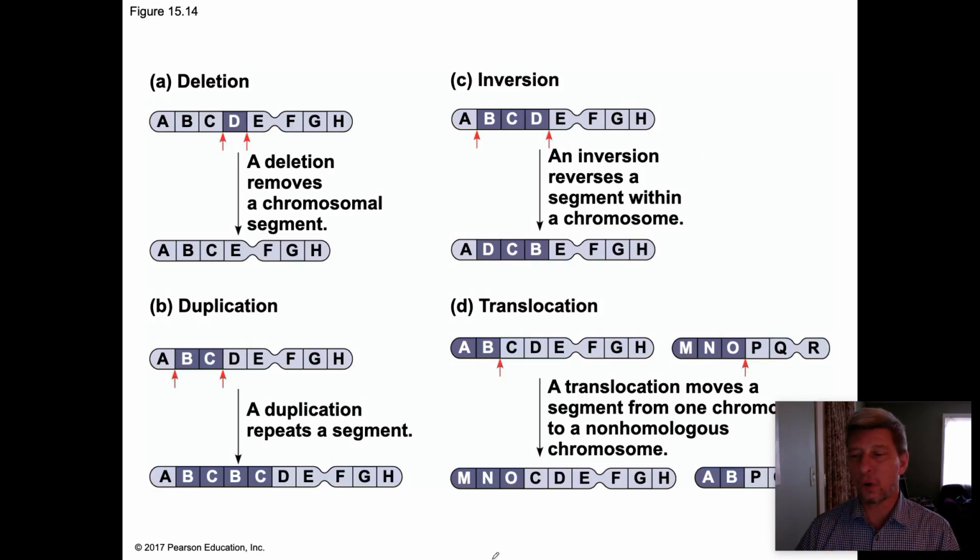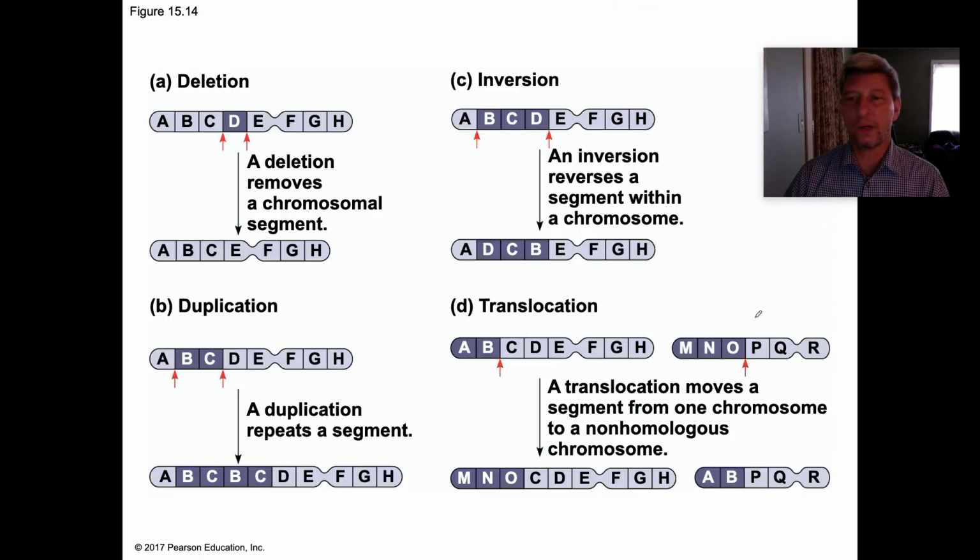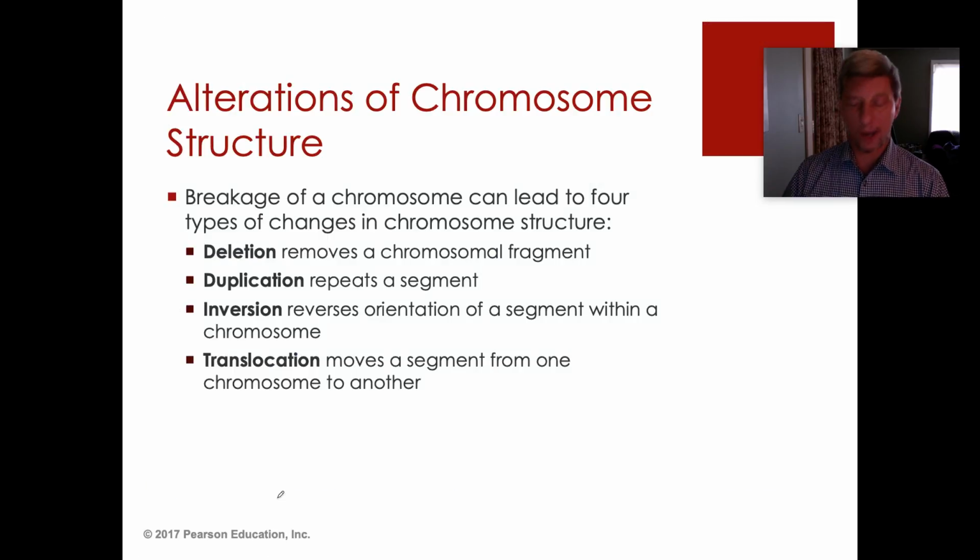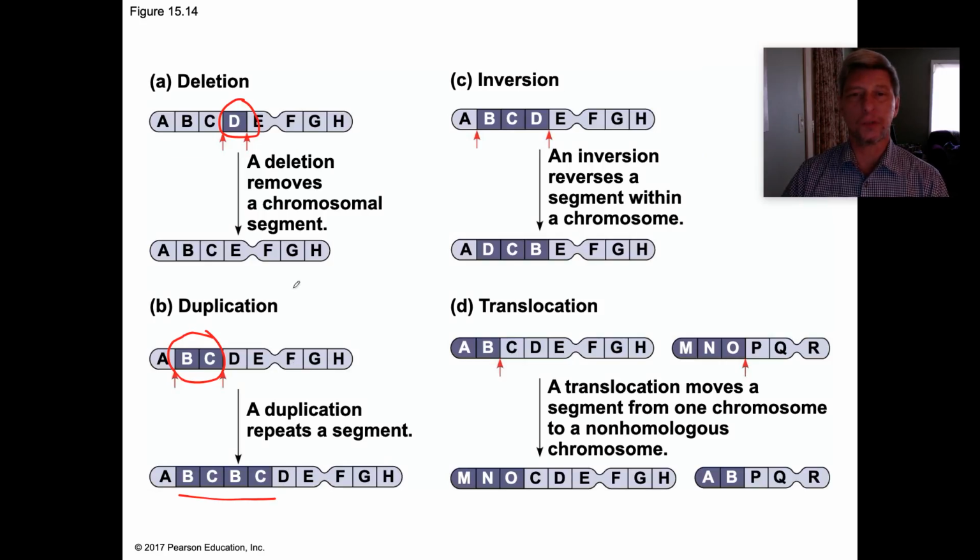This slide shows all of those 4 different types of issues. All right. In the first case, up in the upper left-hand corner, you've got a deletion. Notice that gene D is removed during the process, and so it doesn't exist in the final product here. In part B, duplication, genes B and C are essentially duplicated, and so you end up with a chromosome that's got BC, BC, and so it's got extra copies of those genes.